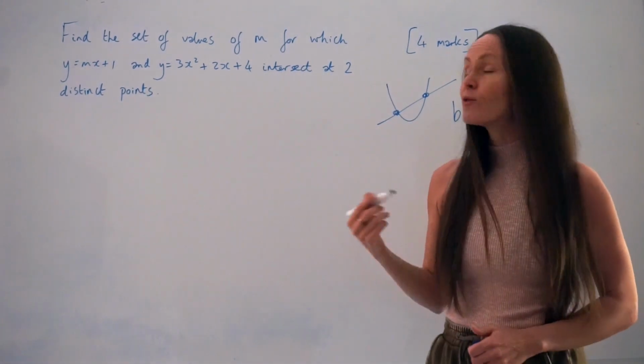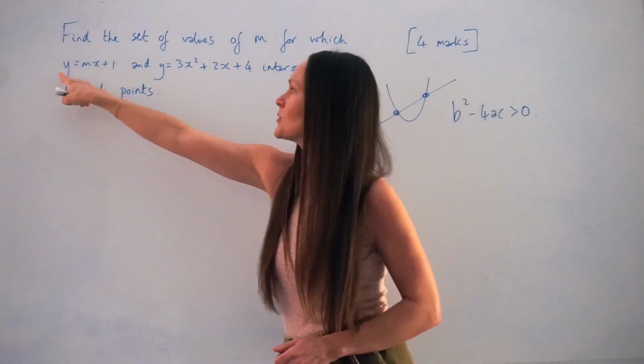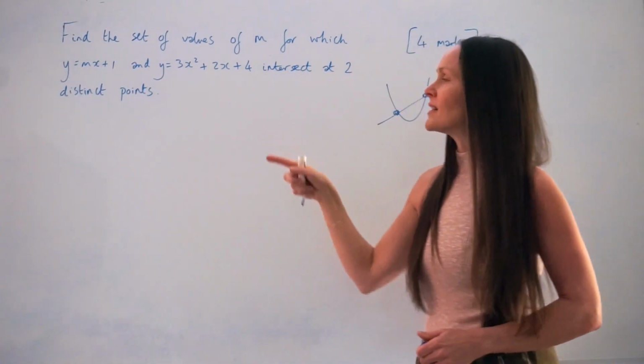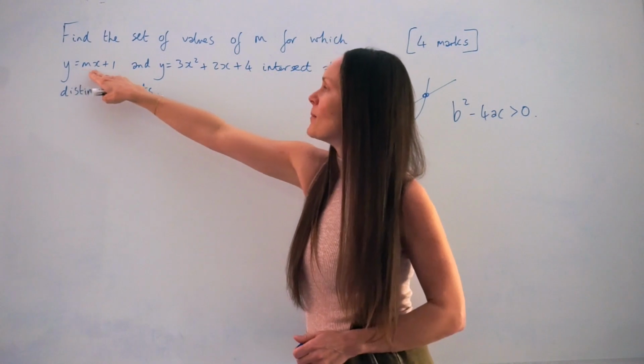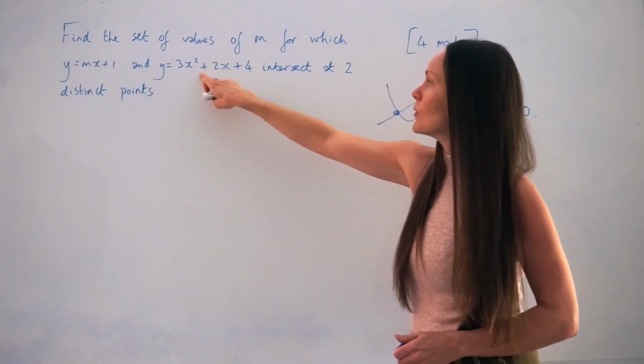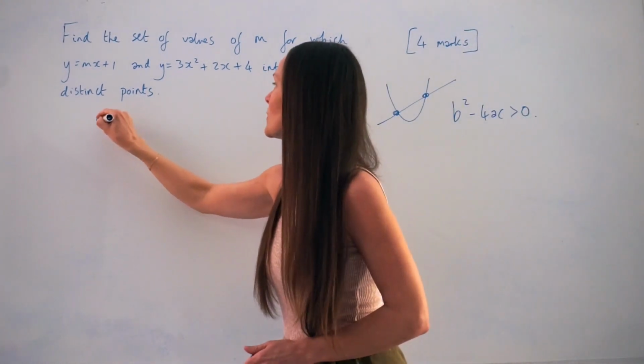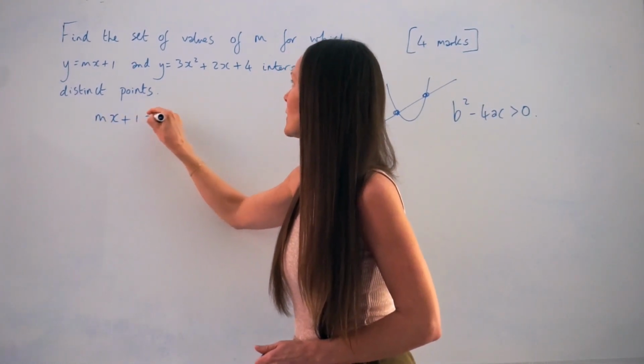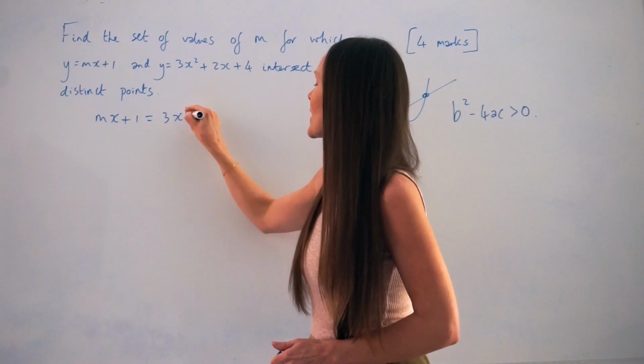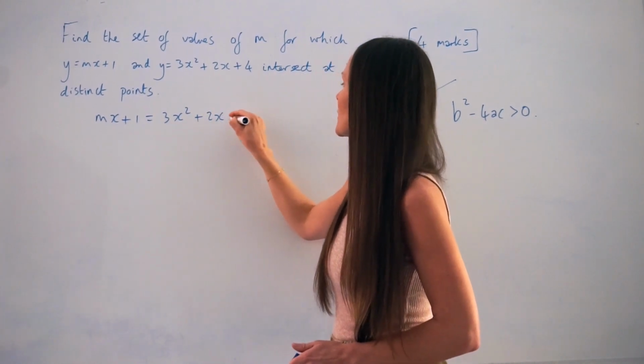So they're both already rearranged so that y is the subject. So since y is equal to y, we know that mx plus 1 has to equal all of this here. So I'm going to write that down first. So mx plus 1 equals 3x squared plus 2x plus 4.